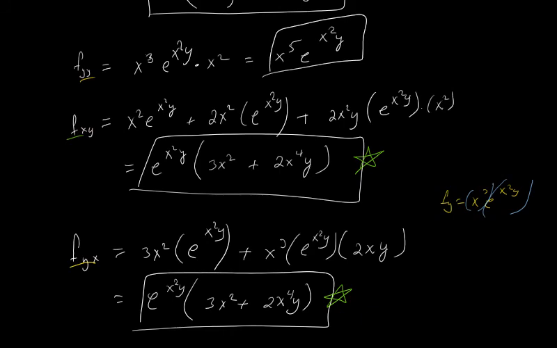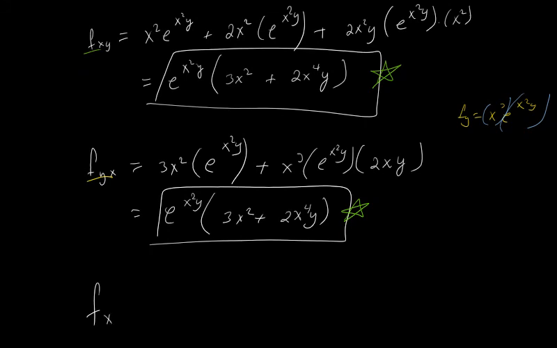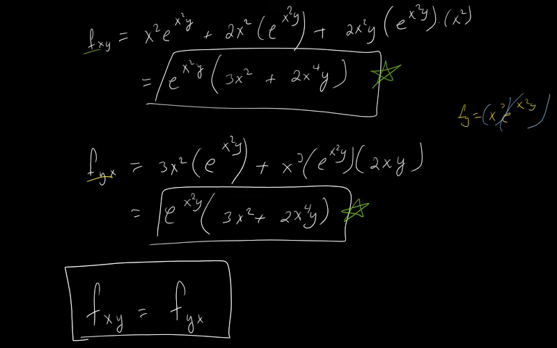So we're going to find that this is always the case. The mixed partials are always going to be equal to each other. We're going to find that the partial derivative of f with respect to x and then y is equal to the partial derivative with respect to y and then x. That will always be the case for mixed partial derivatives.